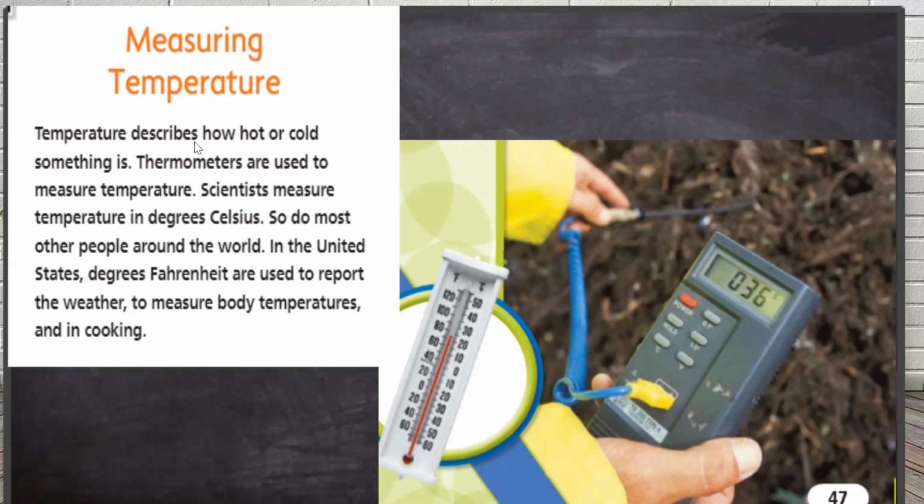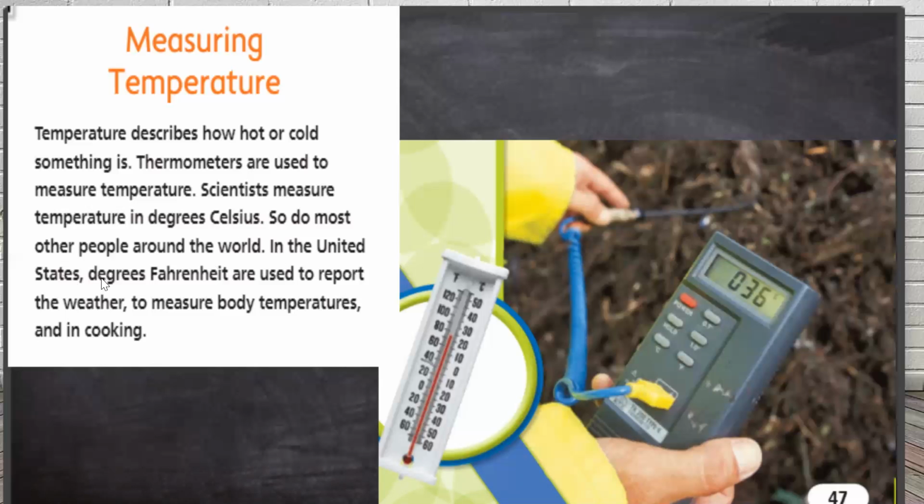A temperature describes how hot or cold something is. So thermometers are used to measure temperature. Scientists measure temperature in degrees Celsius. Do you remember the other degree? We have Celsius. Fahrenheit. Excellent, and Fahrenheit. Good job. So do most other people around the world. Most of us and most of the people around the world use degrees Celsius. Fahrenheit is not that common, so we use Celsius.